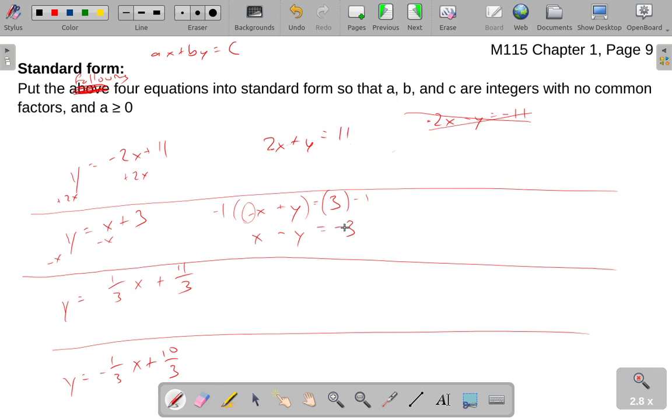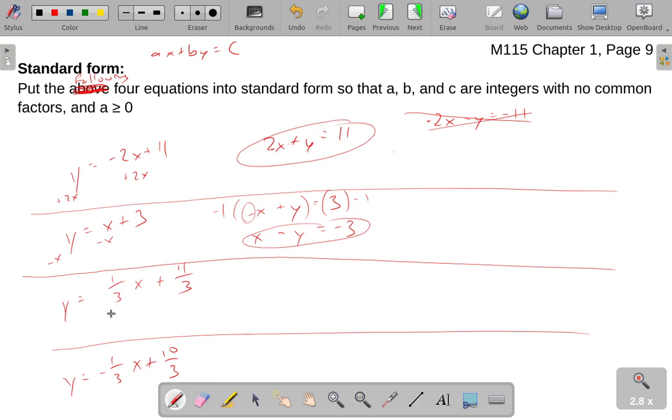Now I'll double check here. A, B, and C are integers. Yep. There's no common factors. 1, negative 3. Okay, check. And this is bigger than or equal to 0. So this is the correct form there. That's the correct form on this one. All right. Moving on to the next one.